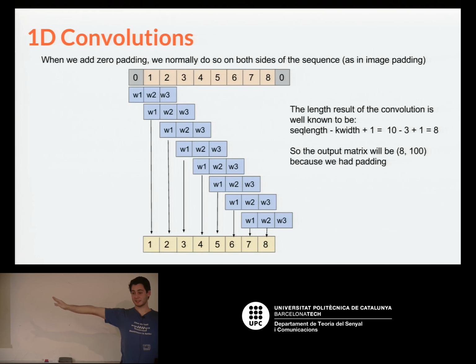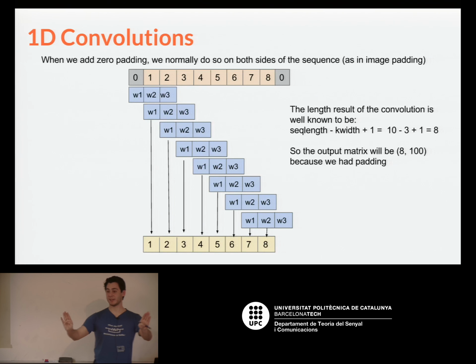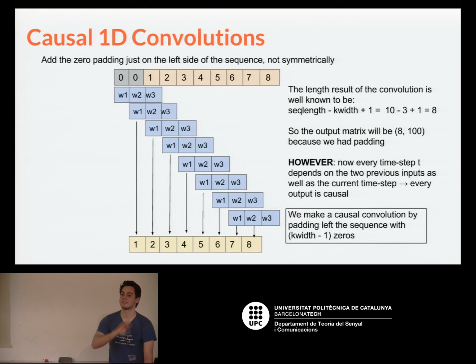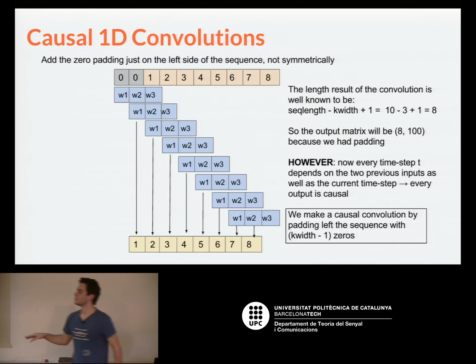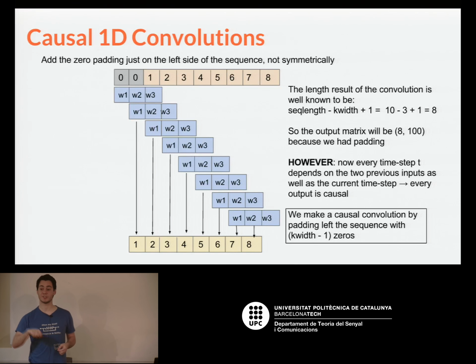Then if we add the padding, as Elisa said, we respect the input length. But we can do the padding just on the left side, and what will happen is sample 1 will only depend on sample 1 of the input. Sample 2 will only depend on sample 2 of the input, and so on, which means the convolutions are causal in this case, because they depend only on the current time step or the past, but not any future. Okay? We're forcing that by setting the padding just on the left side. Enough padding, in this case, is kernel width minus 1 zeros.